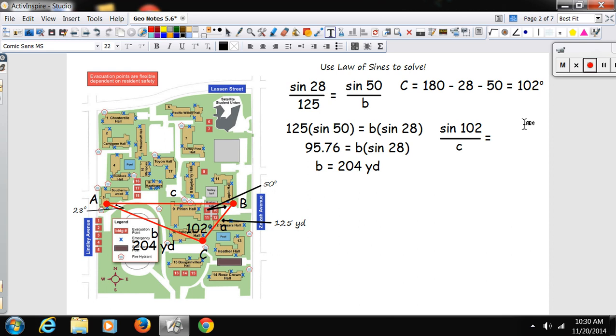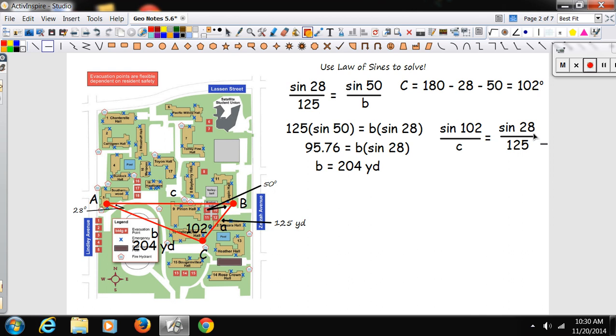And then what other fraction should I put? Want to use A? Do we have to use A? No, you could use B, but A might be more accurate because remember we had to round B to get the 204. They gave us 125 in the problem. I'd probably use what they give you in the problem. So I would probably use the sine of A, which is the sine of 28 over the 125. I usually like to use the ones they give you in the problem if you can. So there would be my little proportion to solve.